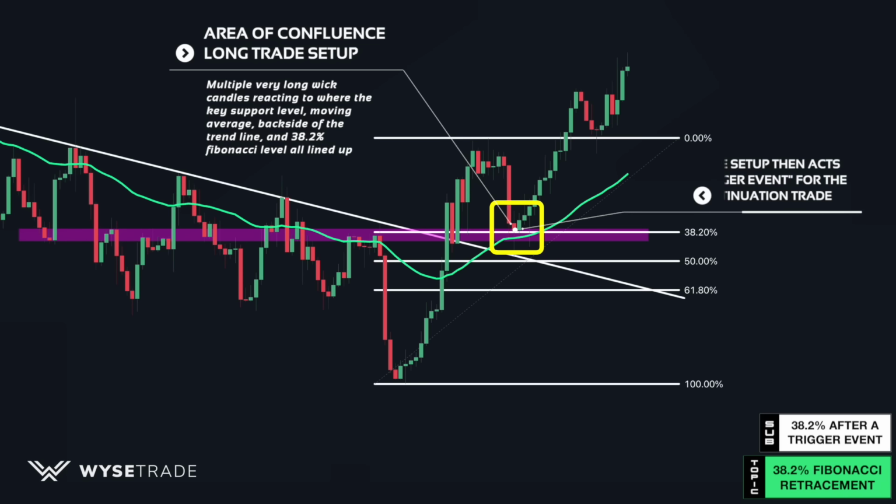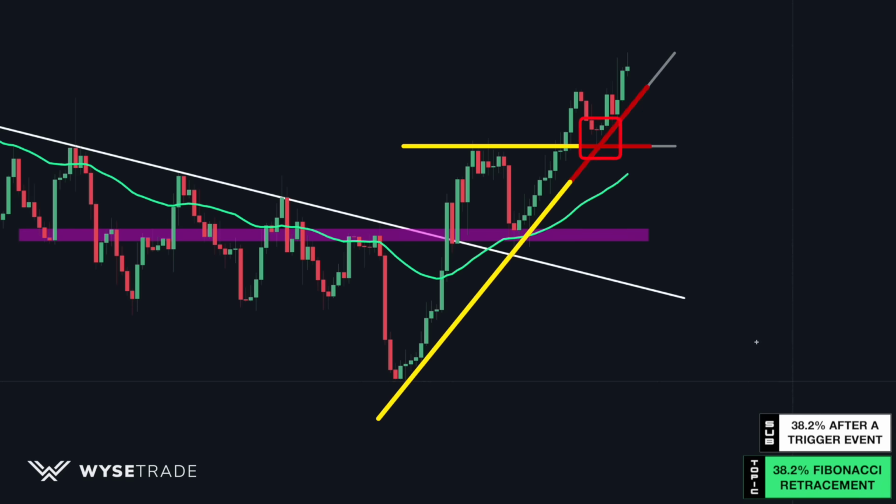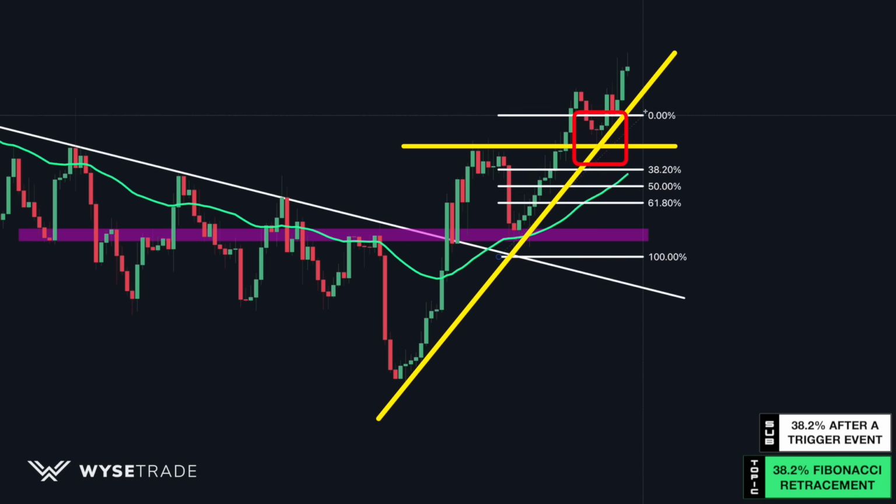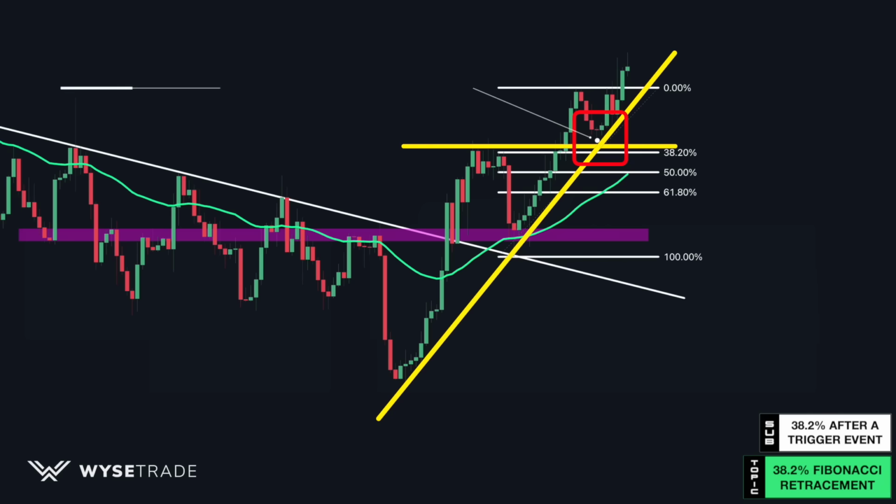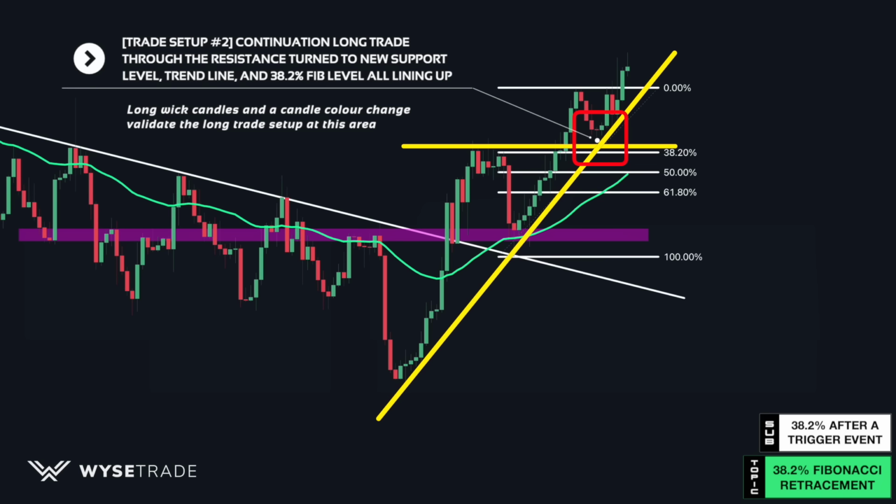Now this trade setup here then acts as your trigger event for your second trade setup here, where the new support level, trend line, and 38.2% fib level all crossed. You had a long wick candle and candle color change right at the area of confluence and presented a long continuation trade. Now, moving on to the next topic.